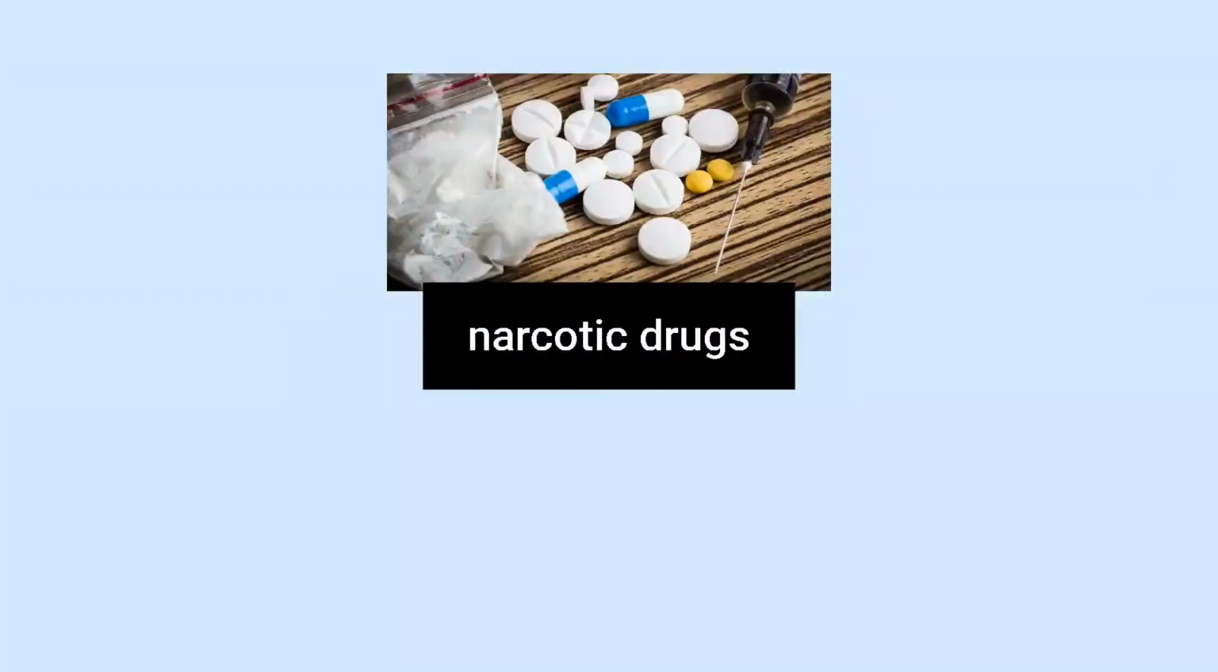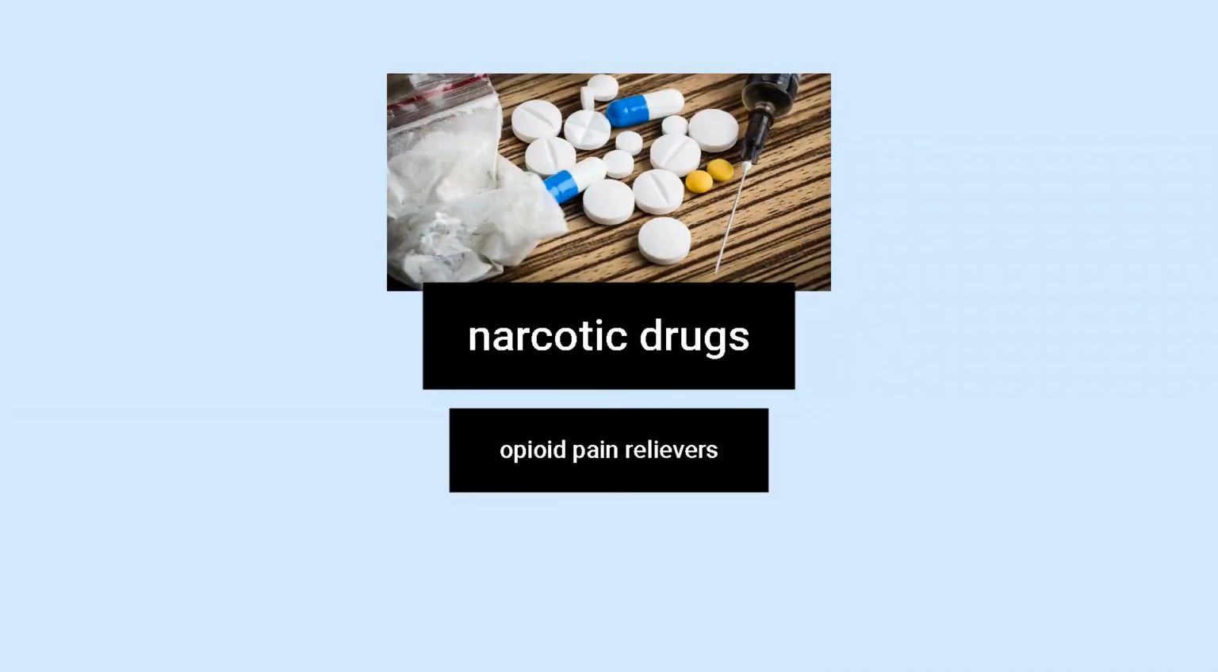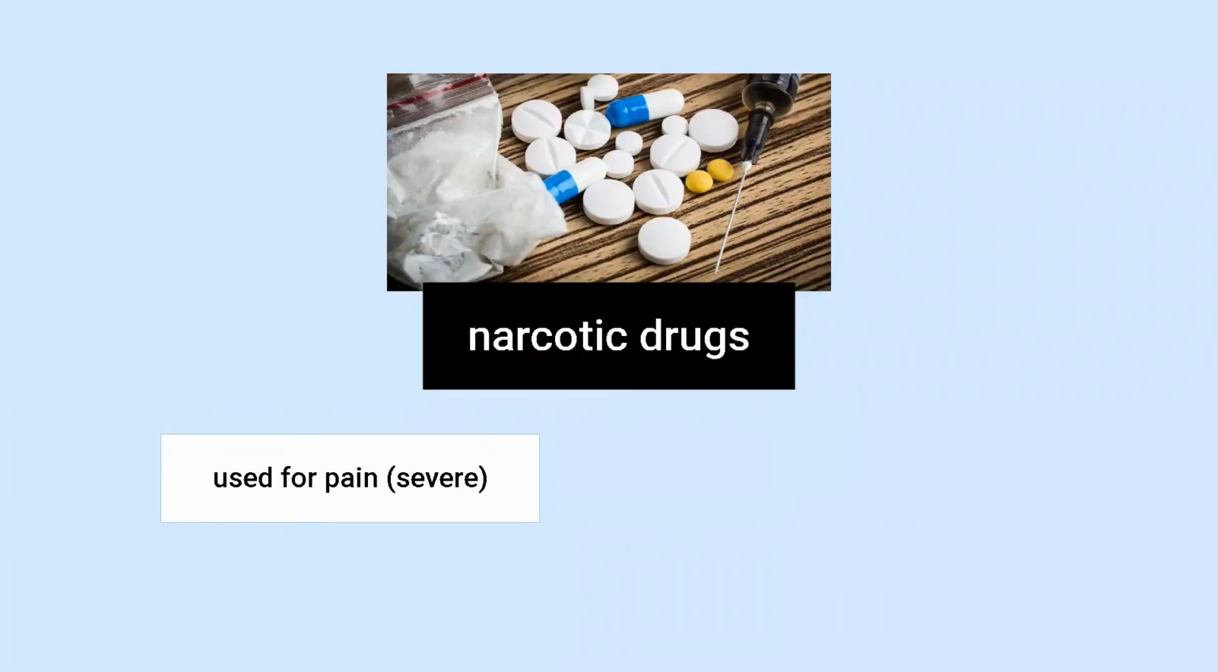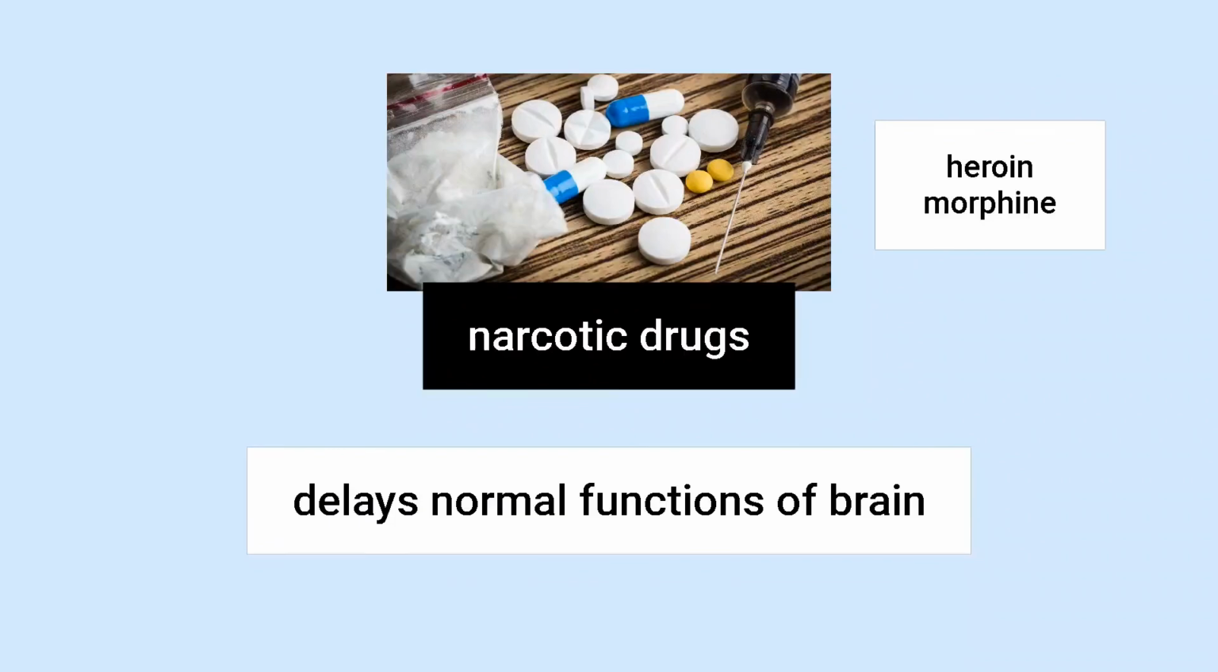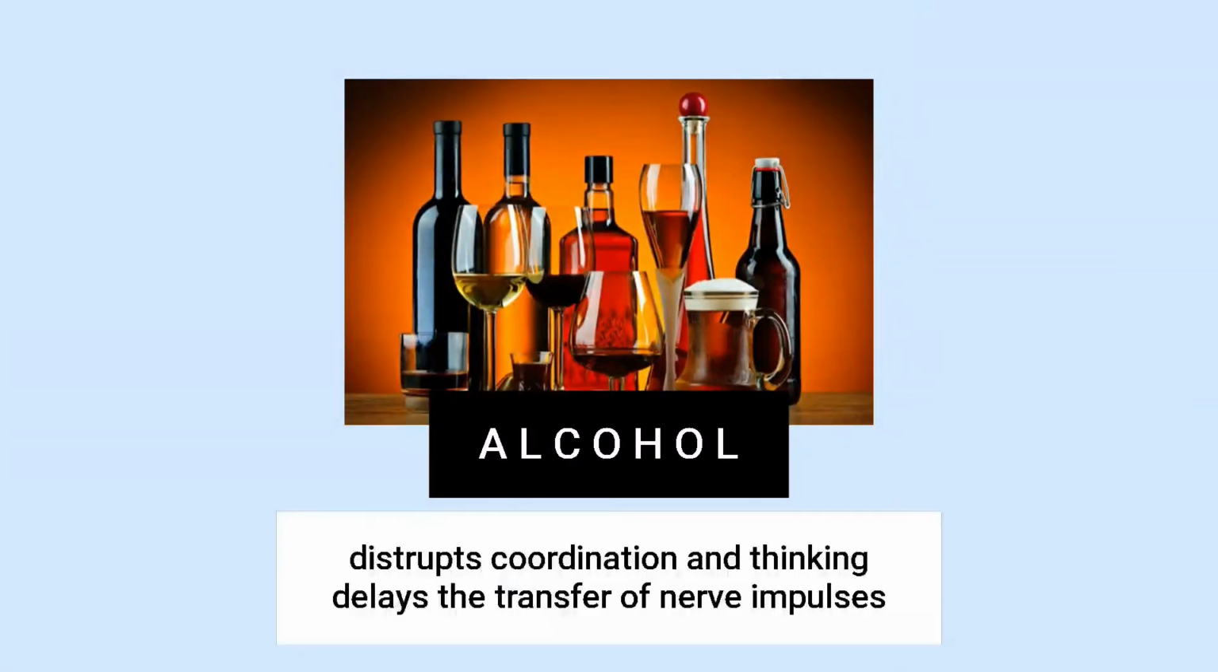Narcotic drugs, also called opioid pain relievers. They are only used for pain that is severe and cannot be helped by other types of painkillers. These drugs can be effective at reducing pain. It delays the normal functions of the brain. Alcohol. The effects of alcohol on the nervous system is that it disrupts coordination and thinking and delays the transfer of nerve impulses.